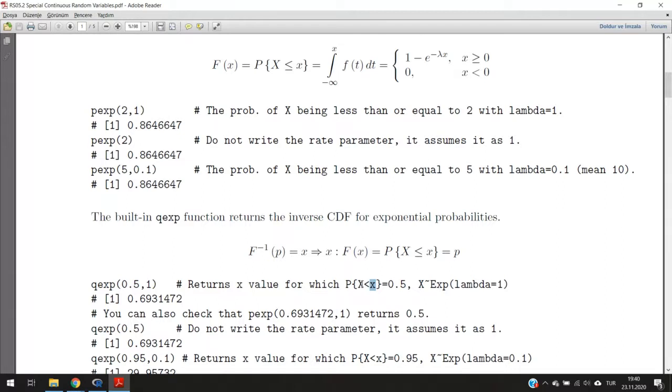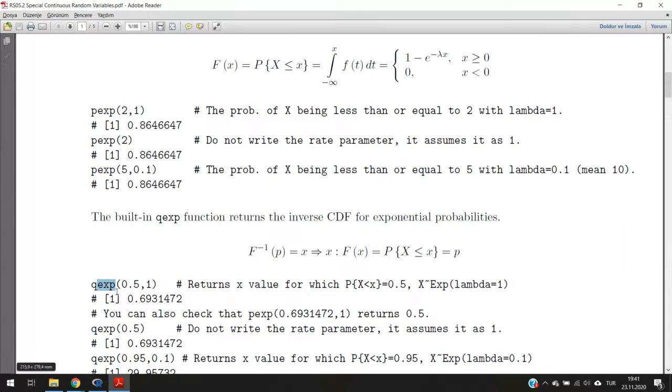So let's just say we have a random variable X with rate parameter 1, and we are asking this question: for which value of x is the cumulative probability exactly equal to 0.5? Now we are going to find this with the inverse function. So you see, if I am asking F(x) to be equal to p and I am asking for x, this means I am asking for F inverse of p, right? So the inverse function. And the inverse function of pexp is qexp.